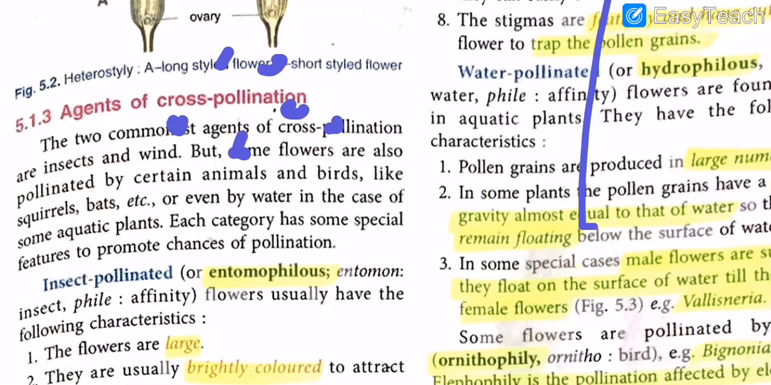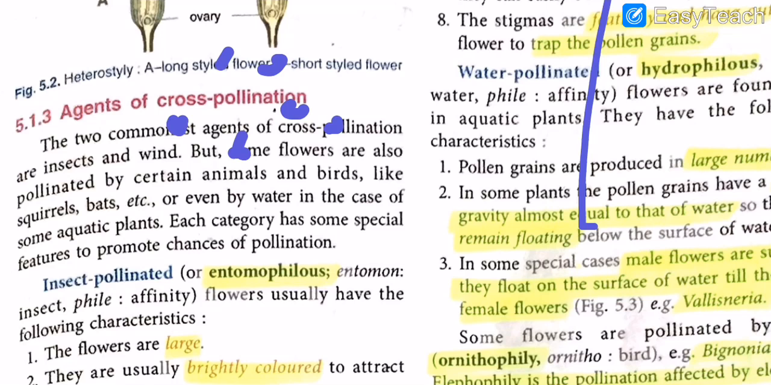Then water pollinated plants or hydrophilous. Now they are found only in aquatic plants, of course, because they're water pollinated, and they have the following characteristics. Pollens are usually produced in large numbers so that they can float on the flower and they can reach the stigma very properly. In some plants, the pollen grains have specific gravity almost equal to that of water. Of course, the density has to be equal or less than the water so that they can float on water, right? And so that they remain floating below the surface of the water.